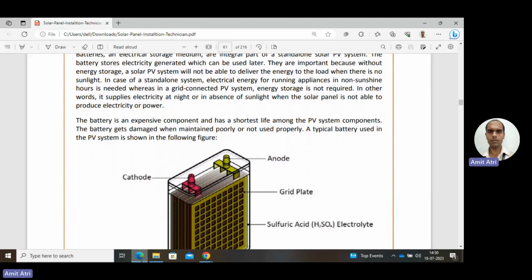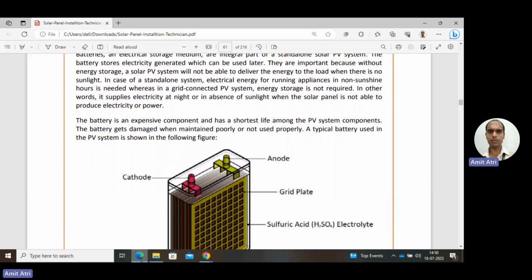In case our system is grid connected, we don't necessarily need a battery because during the absence of solar energy, we can purchase power from the grid. Whereas in case of a standalone system, we need a battery to make a constant supply to the load.